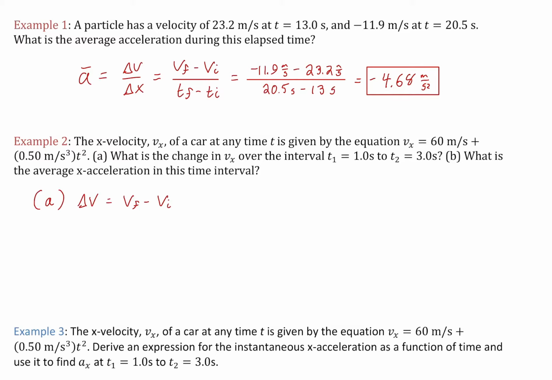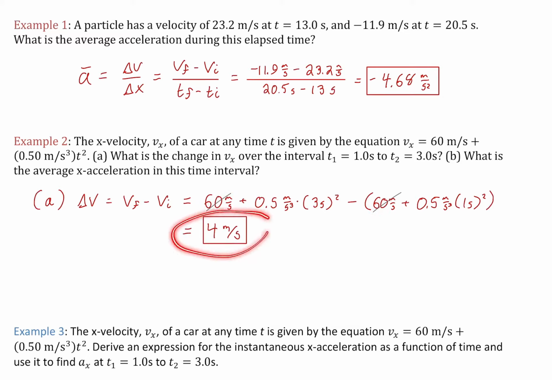Okay? All right, so let's go ahead and just solve the problem. We'll plug in v final, evaluated at 3, because we were told that was t2, which is the same as t final. And then we're going to plug in the function evaluated at 1 second. Make sure to distribute the negative. Our 60s cancel.